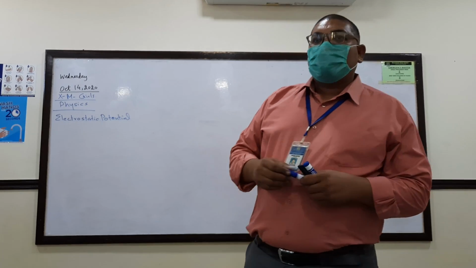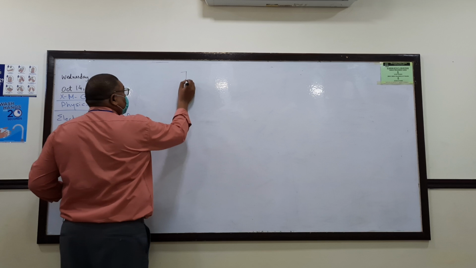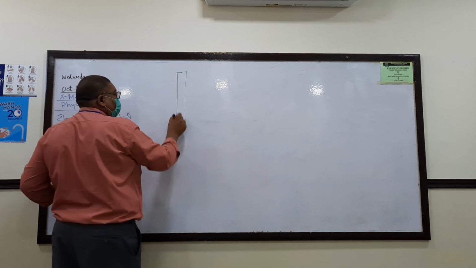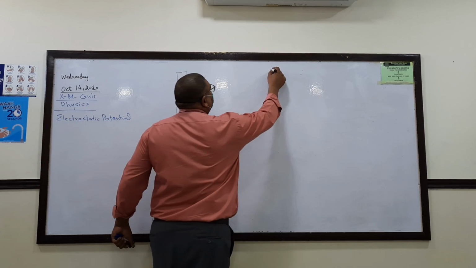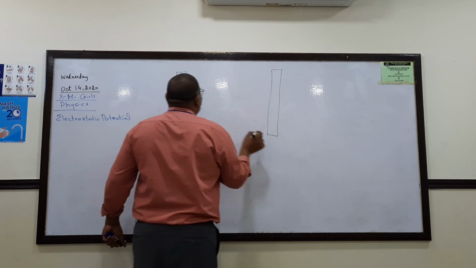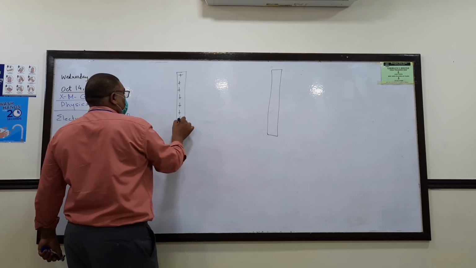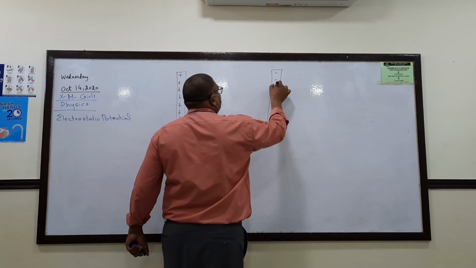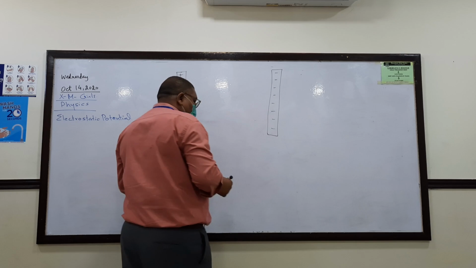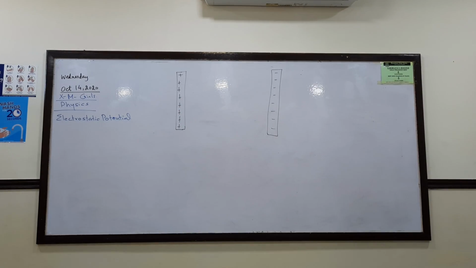Suppose we have 2 parallel plates. This is one parallel plate and this is the other parallel plate. One parallel plate is positively charged, and the other parallel plate is negatively charged. So there is an electric field between the positive plate and the negative plate.